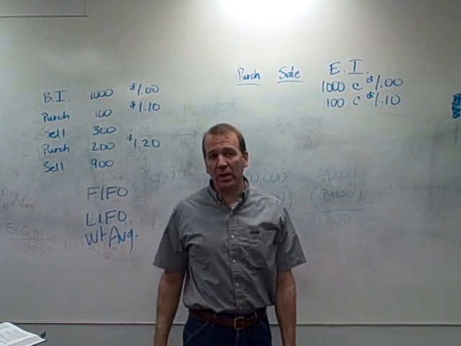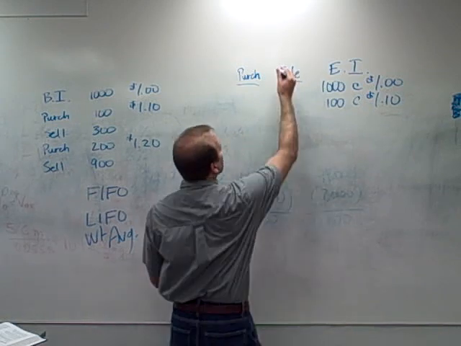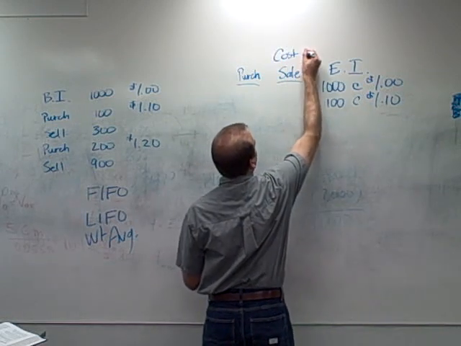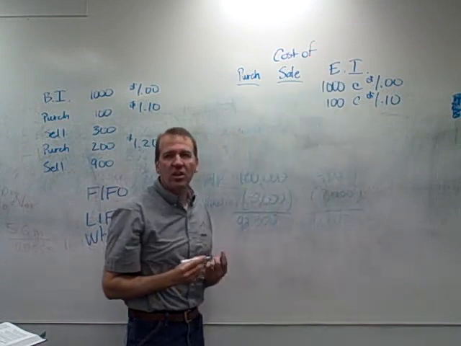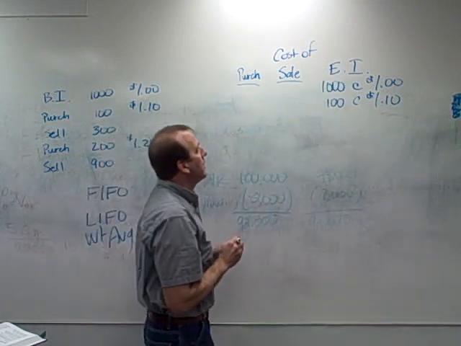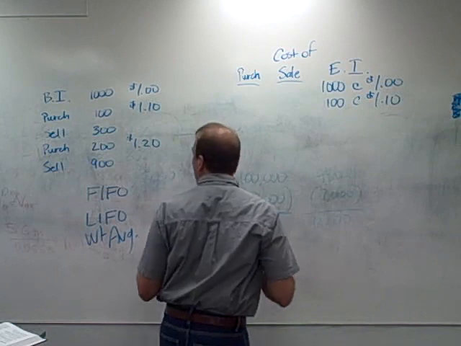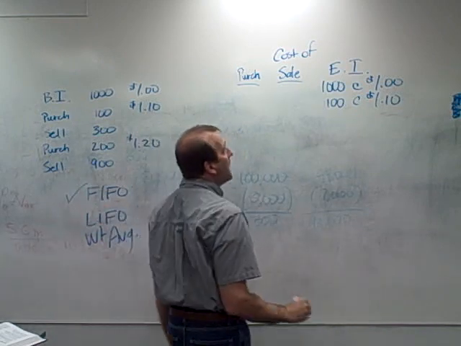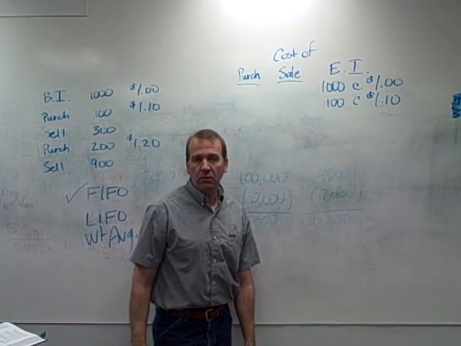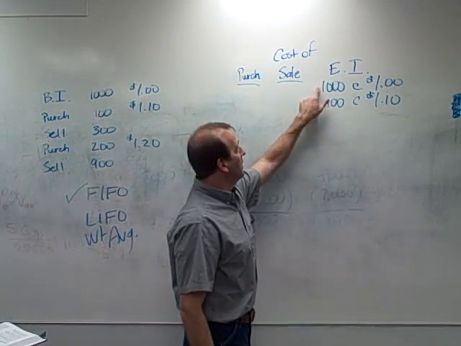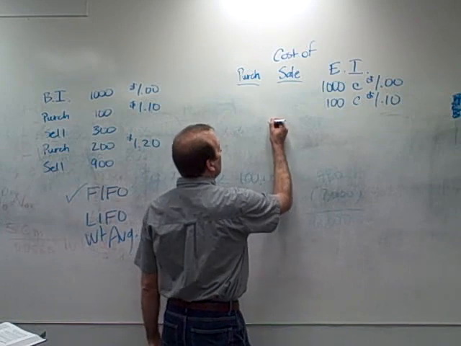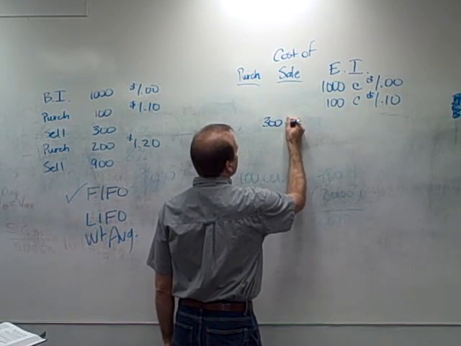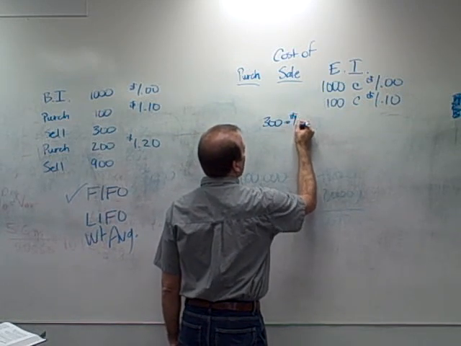Now we're selling 300, okay? So here is the cost of sale, or cost of goods sold, sometimes we call it. We sold 300. We'll go over the FIFO method first. We're using FIFO, first in, first out. Which ones were the first in? The dollar ones. So our cost of sale is gonna have 300 at $1.